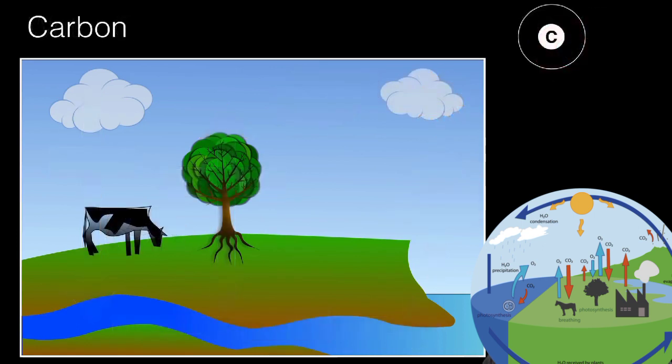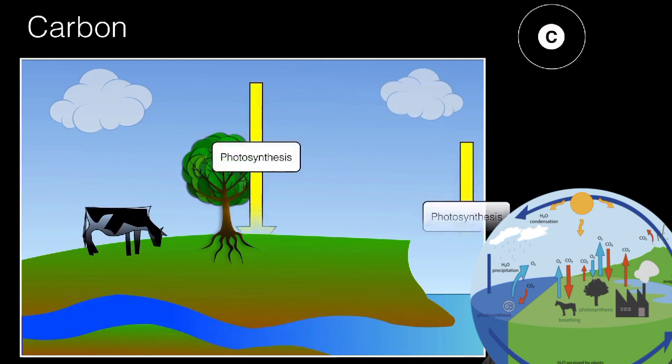If we start with carbon, how does a plant get carbon? It is going to be through photosynthesis, both in plants on land and in phytoplankton that are found in the ocean. What about an animal like this cow?